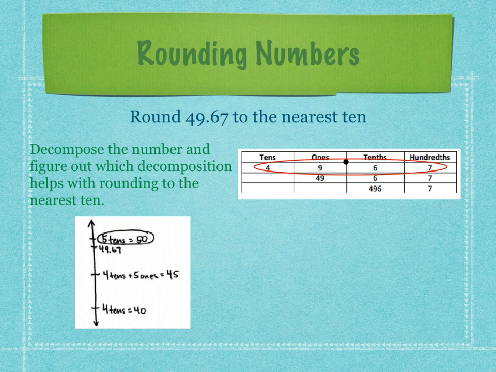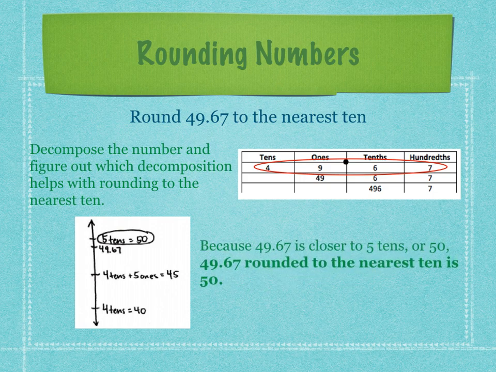We then look at 49 and 67 hundredths and realize that it is above 4 tens and 5 ones, or 45. 49 is higher than 45. Therefore, it's closer to 5 tens, or 50. So, because 49 and 67 hundredths is closer to 5 tens or 50, 49 and 67 hundredths rounded to the nearest 10 is 50.